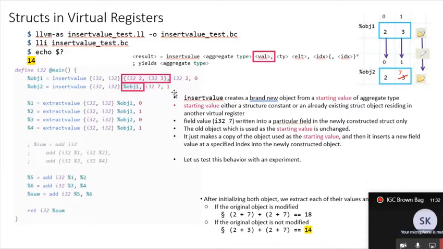When an already existing object is used as the starting value for another object and an overwriting field value is provided, i32 7, it is only inserted into the new object, which is obj2. The already existing object is unchanged. It just makes a copy of the object used as the starting value, and then it inserts a new field value at a specified index into the newly constructed object. As we can see here, the new field value may be something different, or it may be the same as the former value of the field if you want to keep the original.